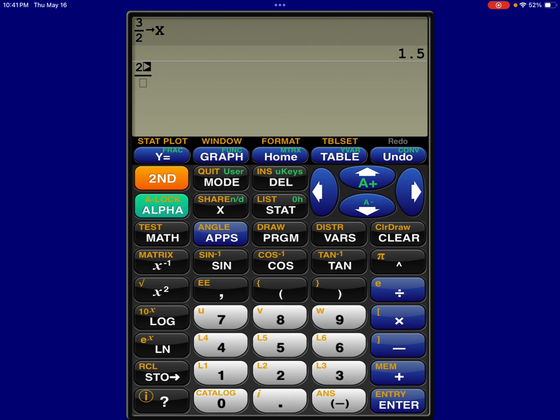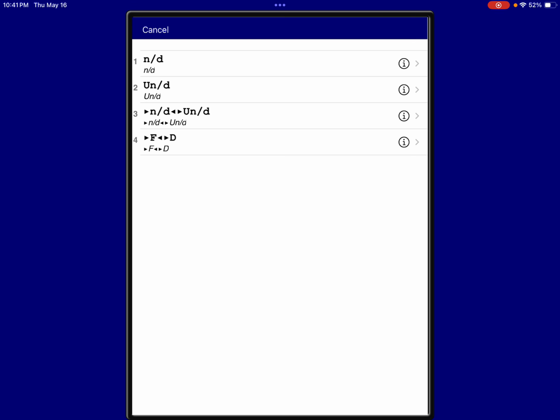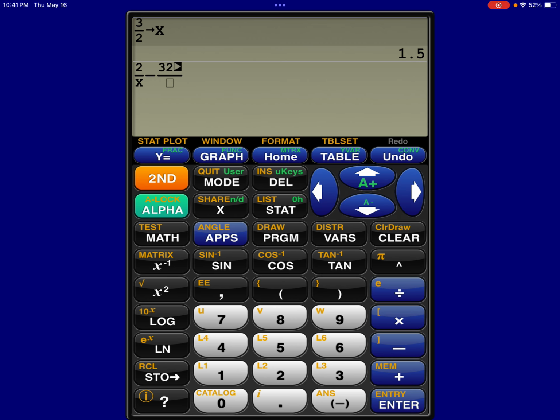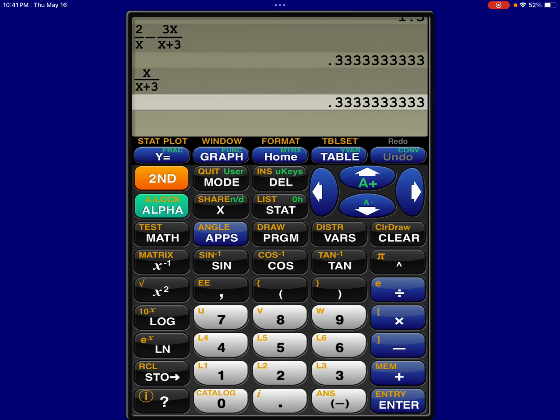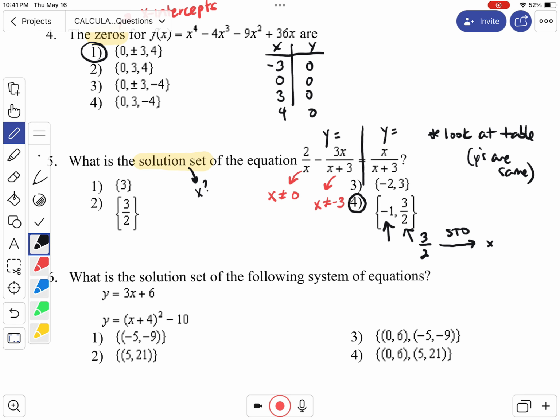So going back, the left side was 2 over x minus 3x over x plus 3. Okay, and on the right side, I'm going to double check that with x over x plus 3, and they do equal each other. So -1 and 3 over 2 both check out, so that is my answer. All right, here we go.